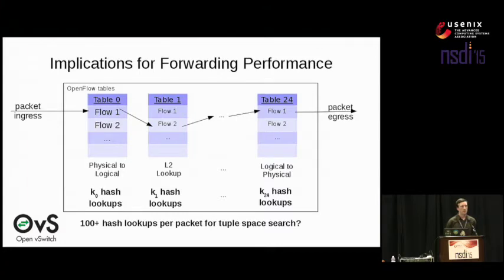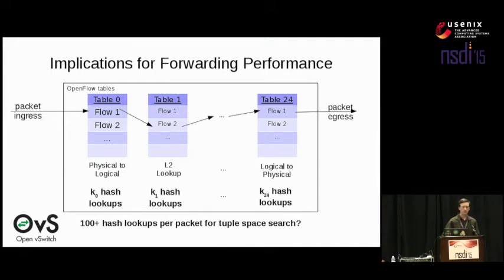That might be as few as one. It might be 10 or more. It depends on how the flows in the classifier match. So if you sum this over all of these tables in your pipeline, you might need 100 hash lookups or more to implement this series of 25 or so tables, which is typical for NVP or NSX.